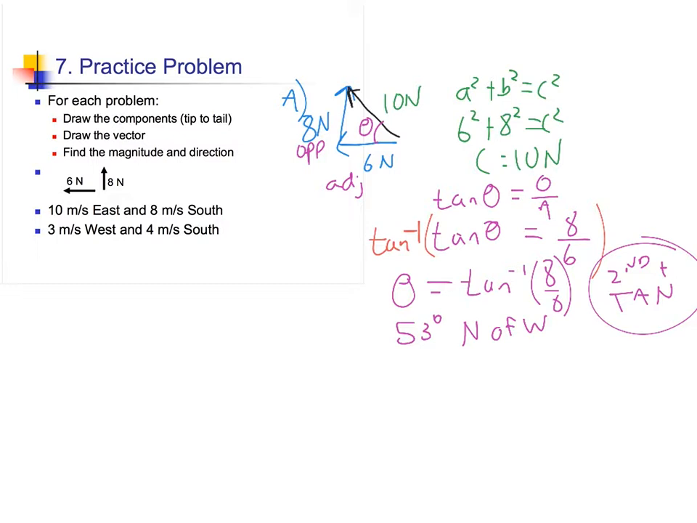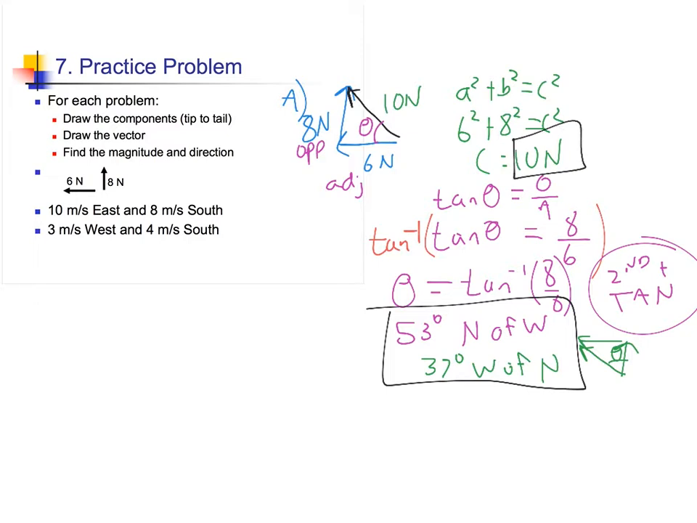If you drew your vectors the other way, okay, so if you drew it like this and then like that, and you found this angle instead, that's perfectly acceptable. It would just be 37 degrees west of north then. So either one of those answers is acceptable for our direction. So there's our direction there. There is our magnitude. So we would say that this vector is 10 newtons at an angle of 53 degrees north of west, or at an angle of 37 degrees west of north. So go ahead and try the other two, and then come back and check that with the video, and we'll go over them.